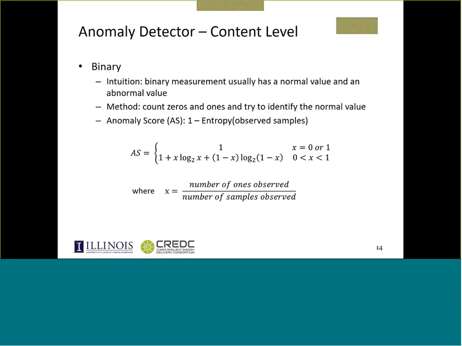For the binary measurement, the intuition behind the detection method is that binary values in a SCADA system usually have a normal value and an abnormal value. So either 1 is normal or 0 is normal. Basically, we can simply count the zeros and ones and try to identify the normal value. And whenever an abnormal value appears, based on our previous inference, we calculate the anomaly score by this equation. As you might already notice, this is just 1 minus the entropy of the observed samples. So we use this equation to calculate the anomaly score for the binary type of measurements.